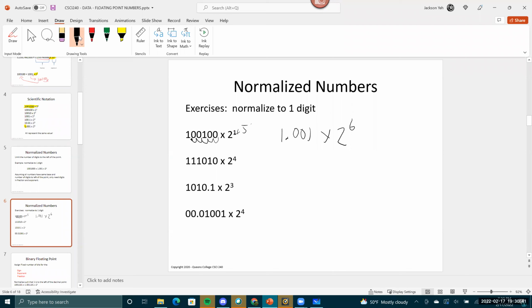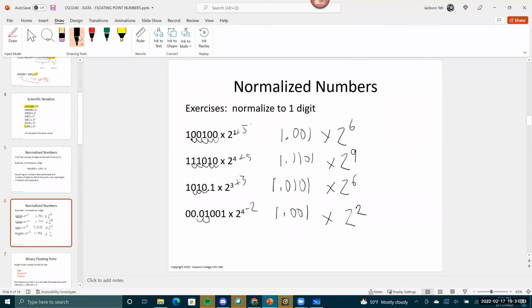The next one is how many spaces? 1, 2, 3, 4, 5. 5 spaces, so 4 plus 5. So this is 1.1101 times 2 to the 9. The next one, I'm going to move 1, 2, 3 spaces. So this is 1.0101 times 2 to the 6. Now, the last one is a little trickier because it's moving the other direction. The decimal point needs to move 2 spaces, so this is now -2. So it's going to be 1.001 times 2 to the 2.